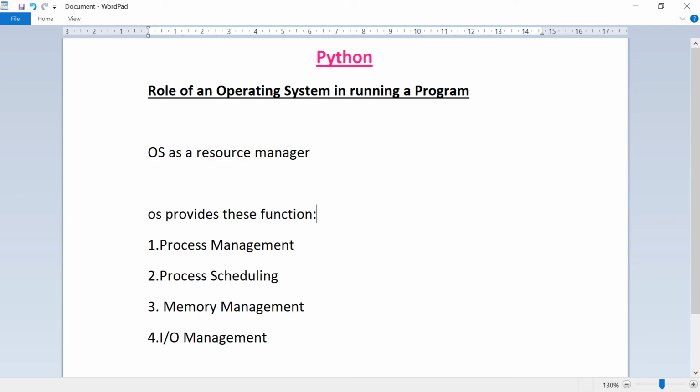When multiple processes are running simultaneously, it is important to manage them. For this purpose, the OS provides the following functions. One is process management, second is process scheduling, then memory management and I/O management. These four functions work together for executing the program. These functions are involved in the operating system.